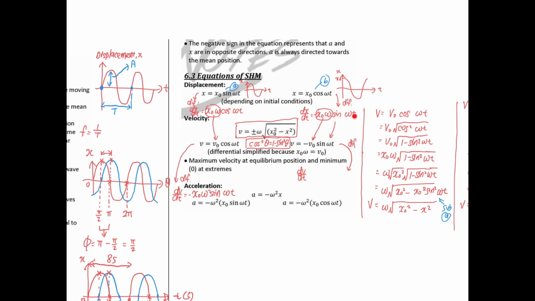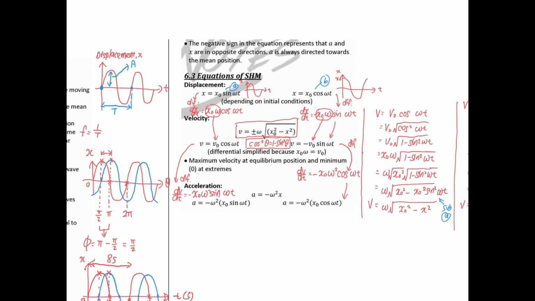To differentiate sine omega t, we differentiate the angle. We differentiate omega t first, and we get omega. And omega multiplied with x naught omega, we get x naught omega square. So together with the minus in front, we get minus x naught omega square. And differentiation of sine becomes cos omega t. Because of that, you get this formula. By factorizing the omega square, you get the formula.